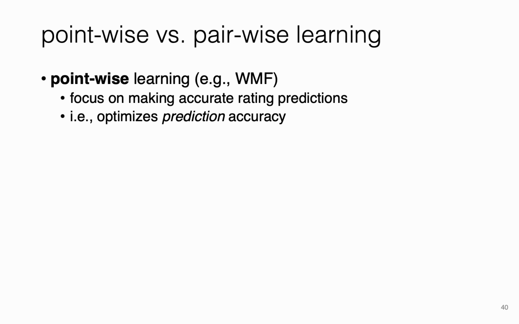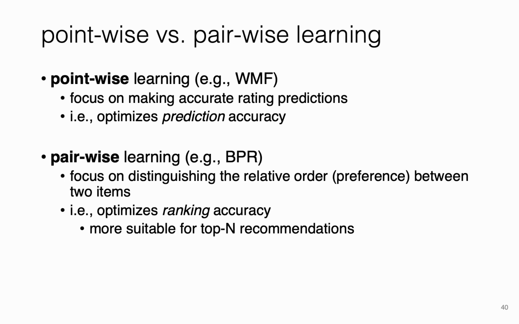As a final note, we can identify two learning approaches. The first is called point-wise learning, as in the case of weighted matrix factorization, where the focus is on making accurate rating predictions. As a result, we say we optimize for prediction accuracy. The second learning is called pairwise learning, as in the case of BPR. The focus is to be able to distinguish the relative preference between two items. This means we optimize for ranking accuracy to be able to tell which item should rank higher than the other.